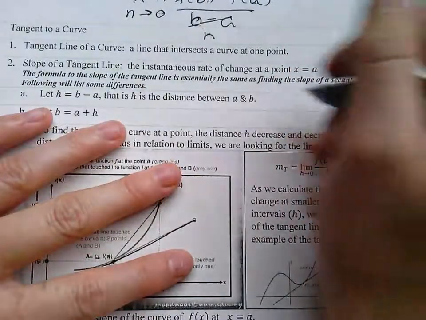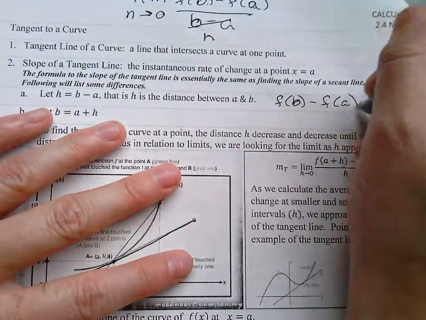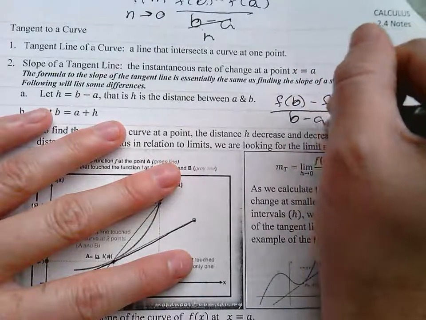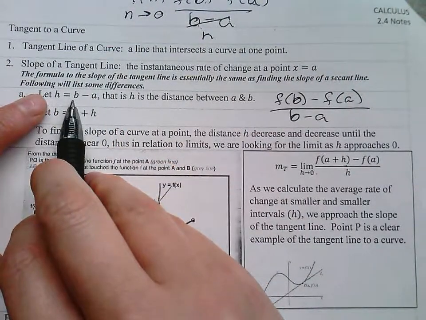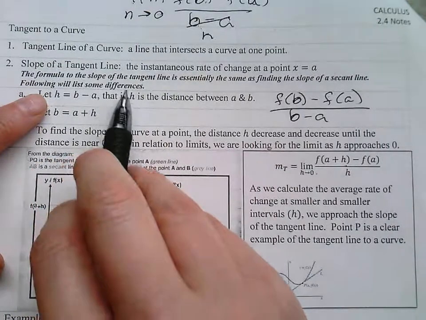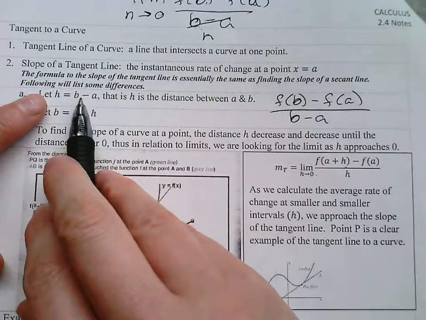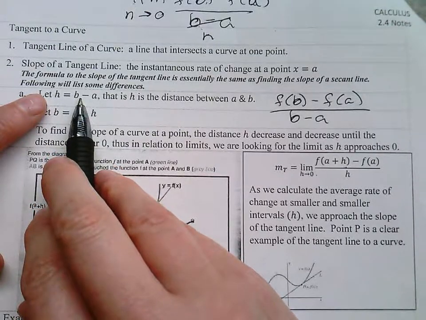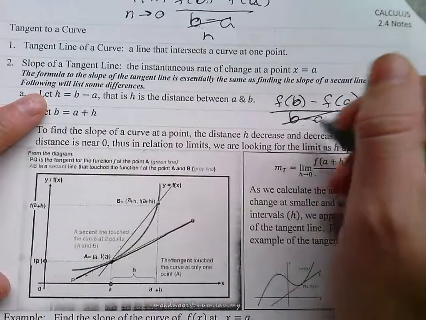So here's the secant line. So we have f of b minus f of a over b minus a. Okay? So h is going to be b minus a. So that's the distance between a and b. The only thing when you get here is h is going to be so close to 0 that you don't need to do anything. So h is going to become b minus a.